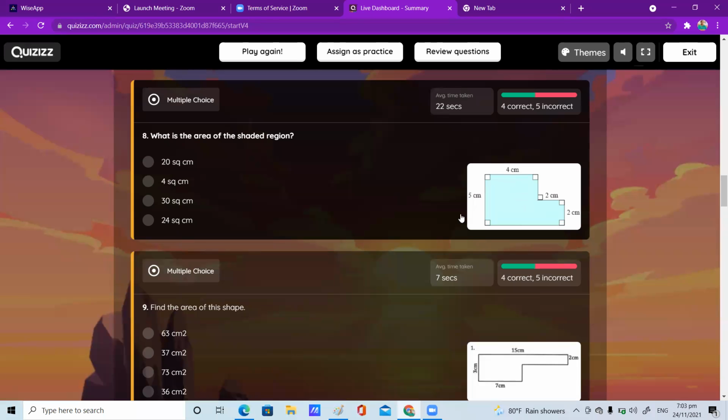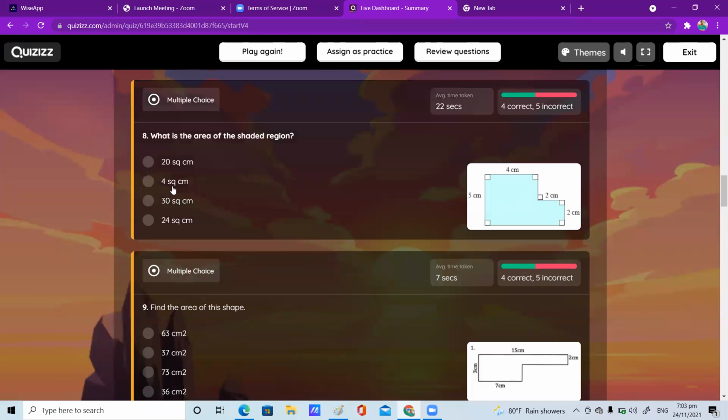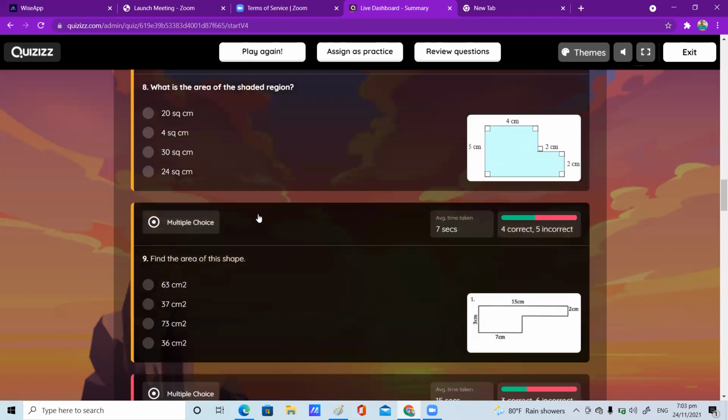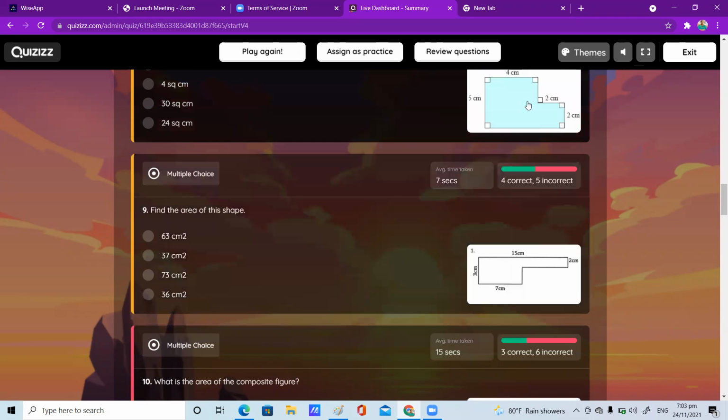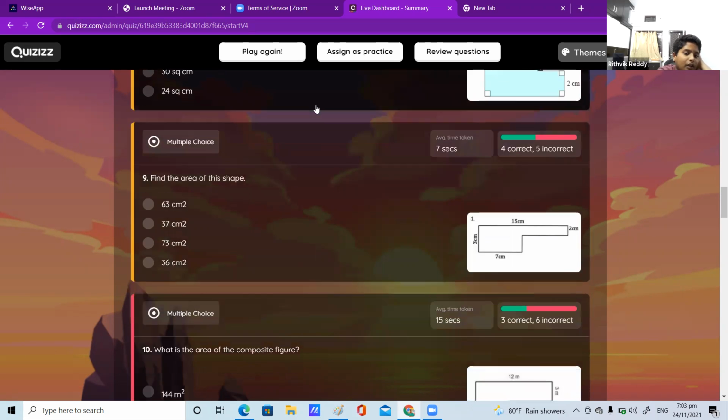Ma'am, 26. 5 fours are 20. Yes, it's true. And if you add up, this complete length is 2. This is 3, right? This is 3. This is 2. It's 20 plus 4, 24 square units. Not 26, 24. Because opposite to this is 2 meters. Opposite to 2 is 2. So it's a square, children.